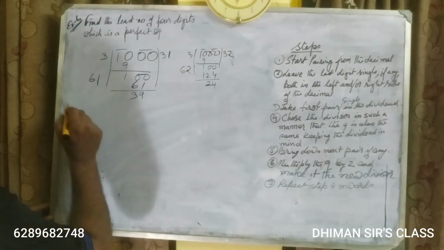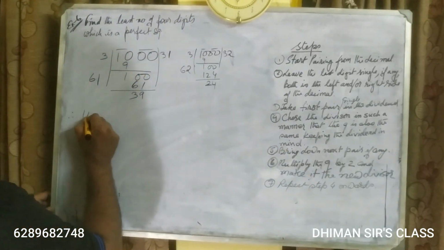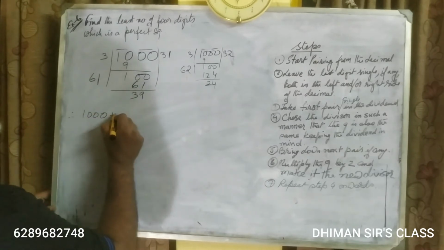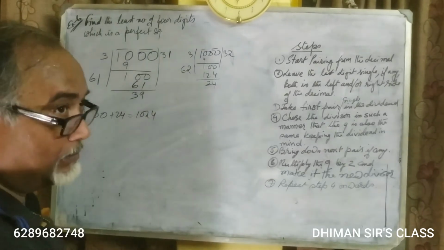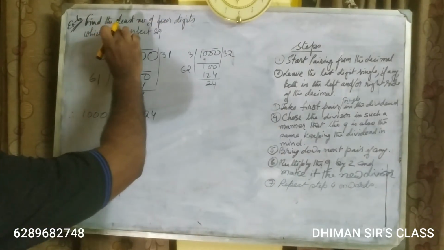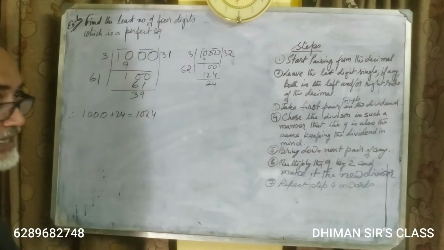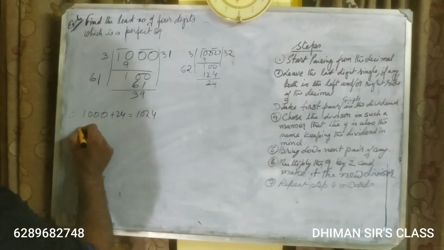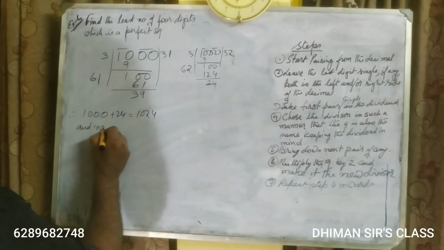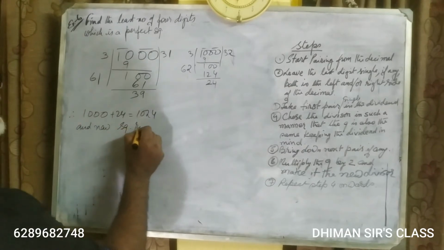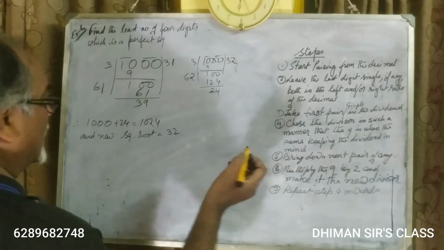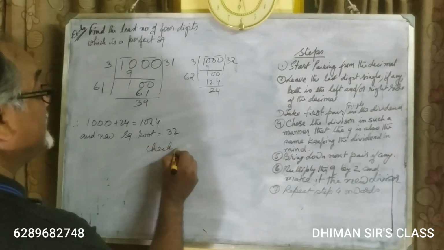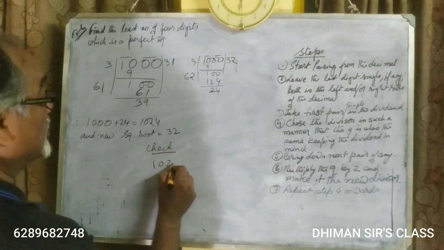So therefore I am not writing the statements. 1000 plus 24 is equal to 1024, the new number. The least number of 4 digits that is a perfect square. And the new square root will be how much? Doing this, you can check. 1024.